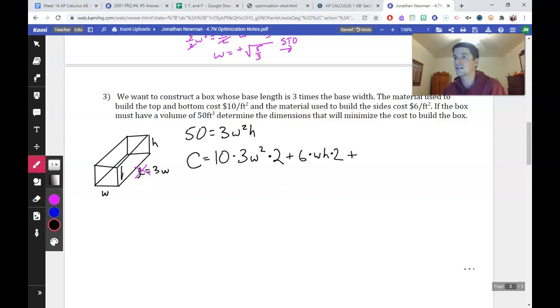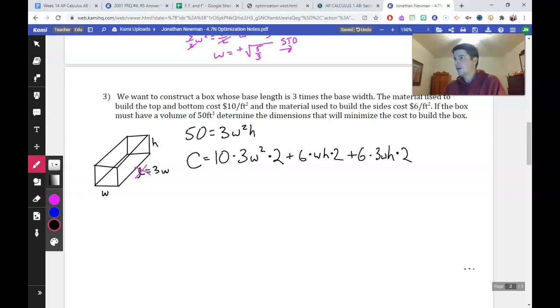Then we need to do the other side, so we have the right side and the left side. Hopefully you can visualize that shading in there. That's going to be height times 3W, so 3W times height, and here again we need to multiply that by 2 because there's a right and a left side.